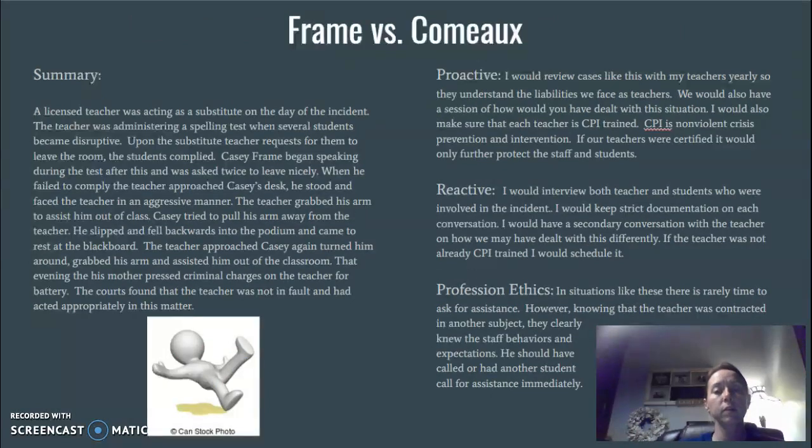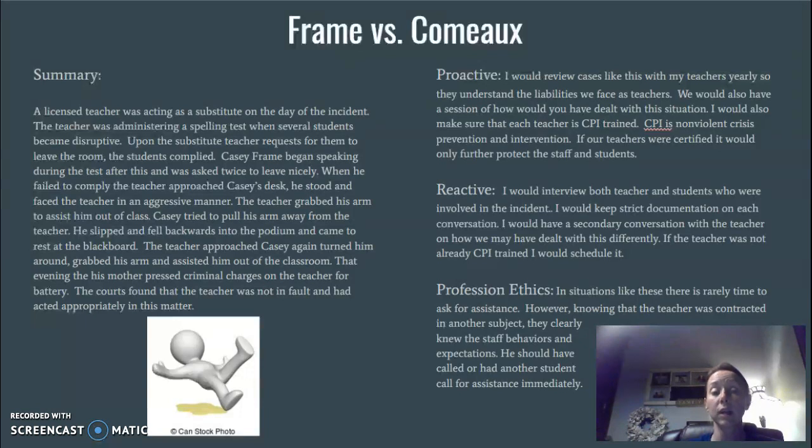Frame versus Camo. A licensed science teacher was acting as a substitute on the day of this incident. The teacher was administering a spelling test when several students became disruptive. Upon the substitute teacher requesting for them to leave, the students complied. Casey Frame then began speaking during the test after this and was asked to leave twice nicely. When he failed to comply, the substitute approached Casey's desk.